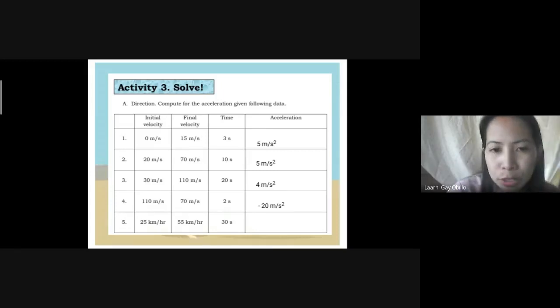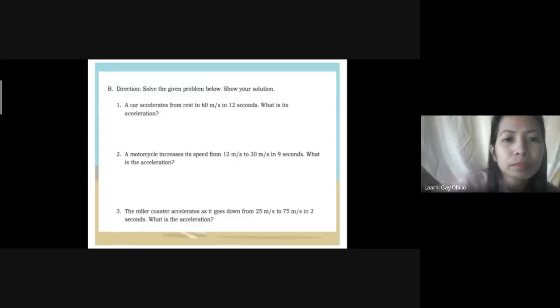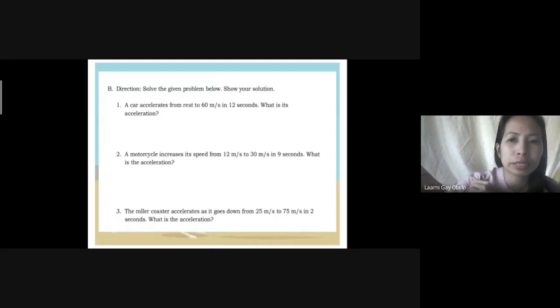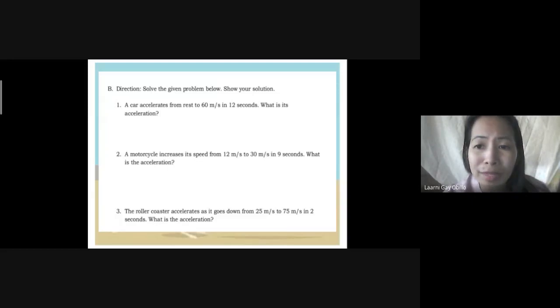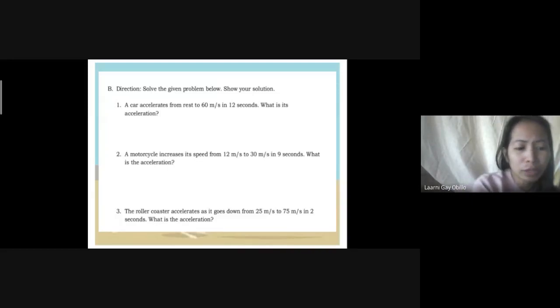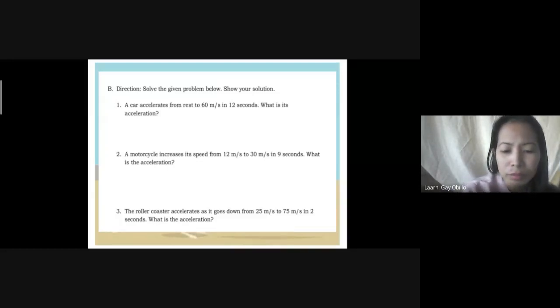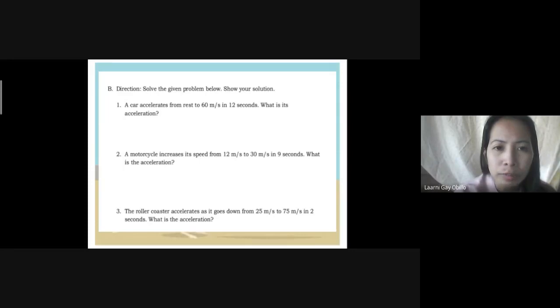Okay, so now let's proceed with the next activity. Okay, computation pa din tayo. A car accelerates from rest to 60 meter per second in 12 seconds. What is its acceleration? May pen and paper ba kayo dyan or calculator? Pwede nyo gamitin yung cellphone kung may extra cellphone kayo sa tabi nyo. So, 60 divided by 12. What is the acceleration?